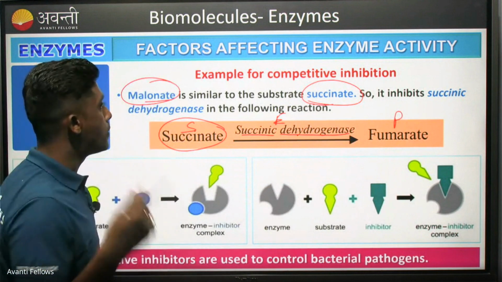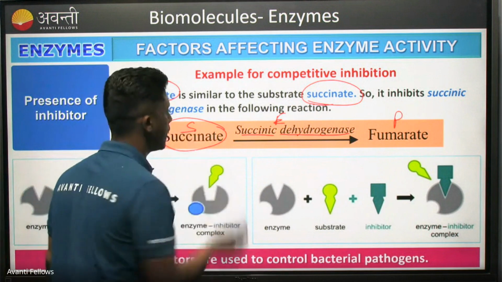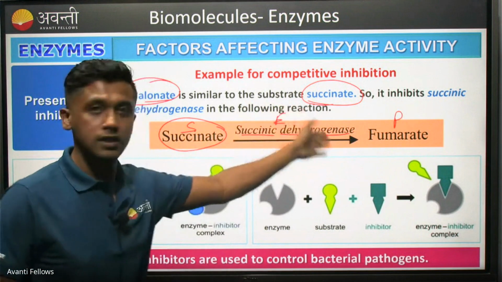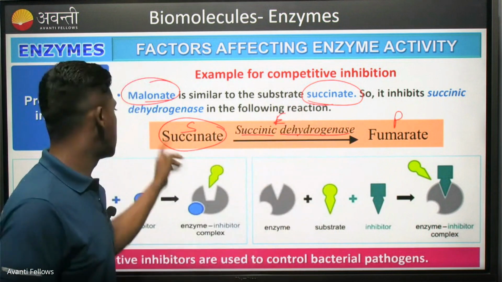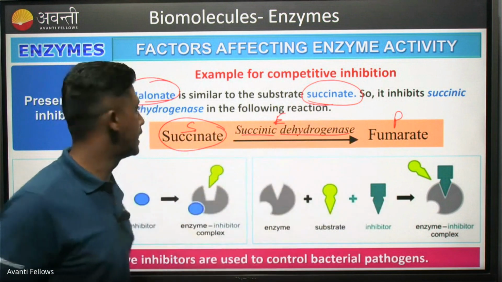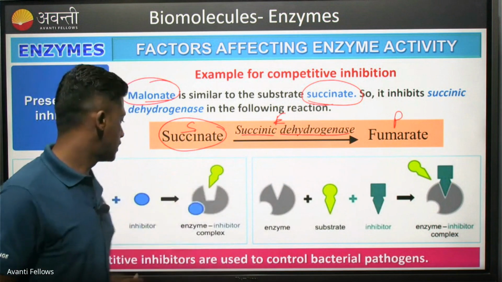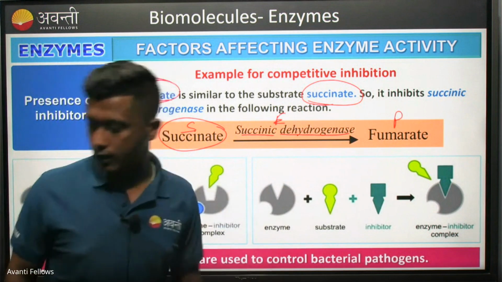Malonate is a competitive inhibitor. What it does is, malonate goes and occupies the enzymatic positions on the succinate dehydrogenase, thereby blocking the succinate from coming and occupying the position on succinate dehydrogenase. So that will lead to stopping this chemical reaction. Understood? So this is called competitive inhibition.